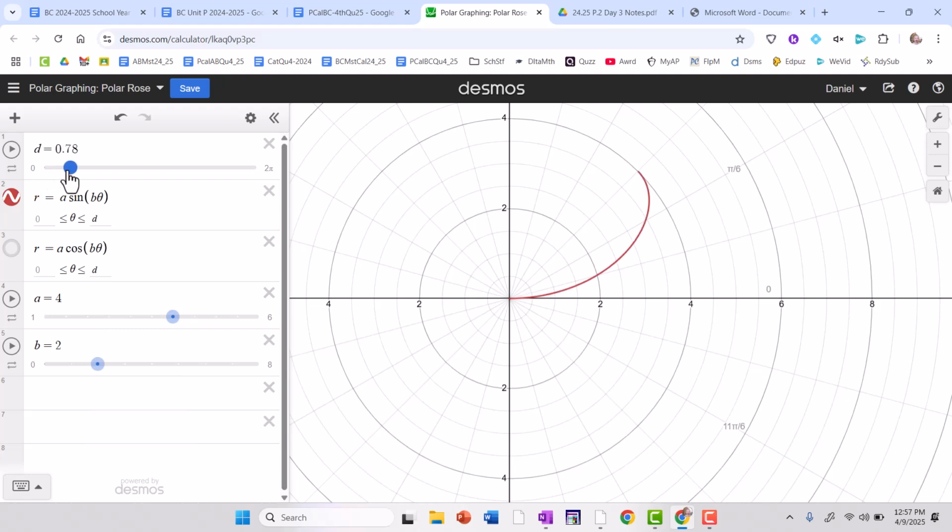And then look at this. Where do you think that's at? Where's that highest point there away from the pole? Pi over, that's all I'm asking. No, not pi over 2, pi over 4. Why? What's 2 times pi over 4? Pi over 2.